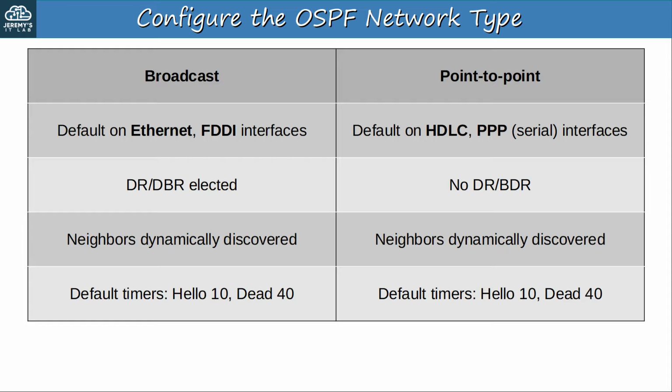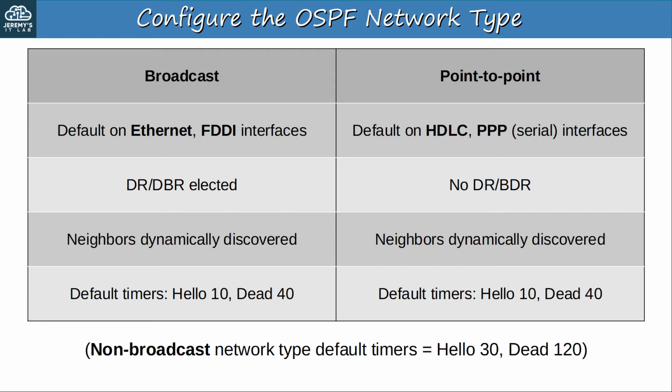Okay, here's a chart for a quick review. One thing I didn't bring up yet in this video is that point-to-point networks use the same default timers as broadcast networks. The default hello timer is 10 seconds, and the default dead timer is 40 seconds. You don't have to learn this network type, but just for your information, the non-broadcast network type uses a default hello timer of 30 seconds, and dead timer of 120 seconds.